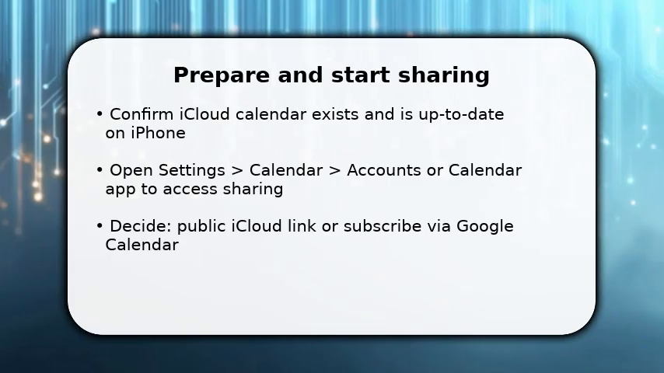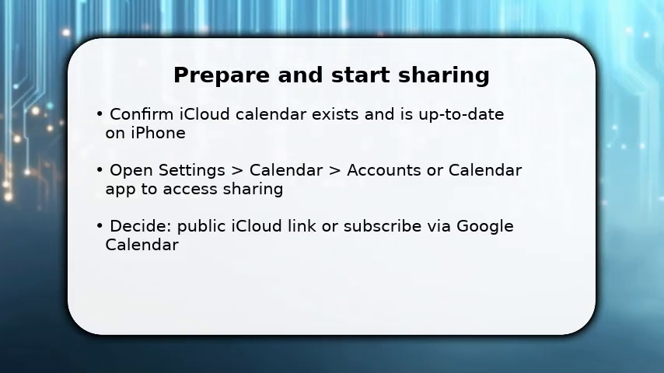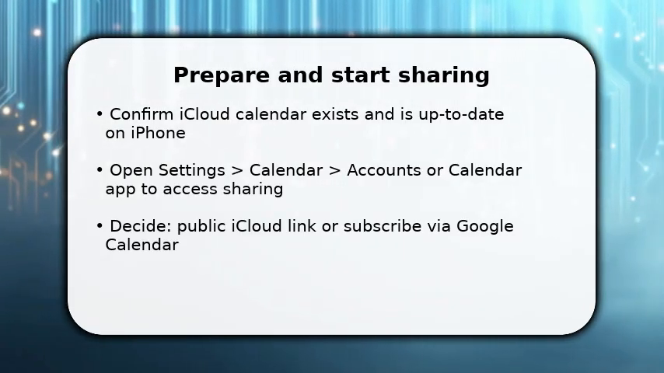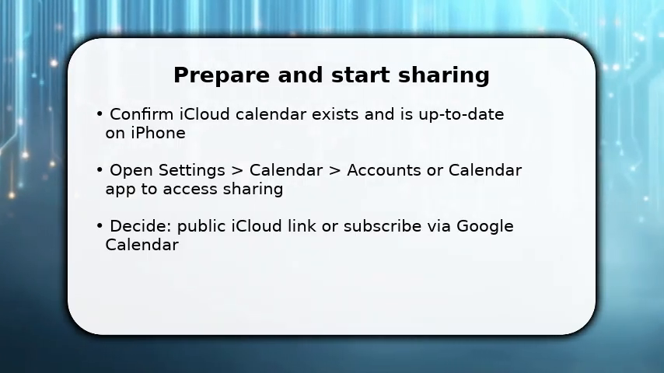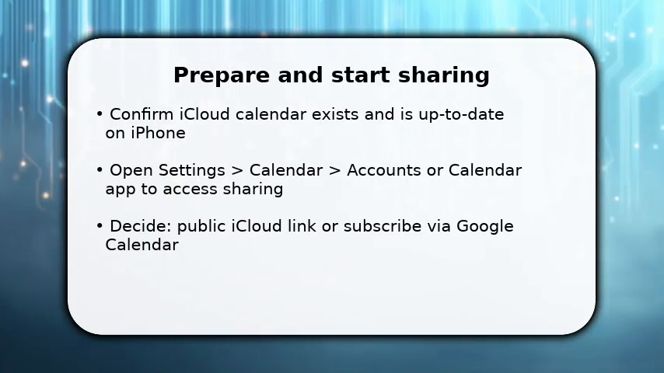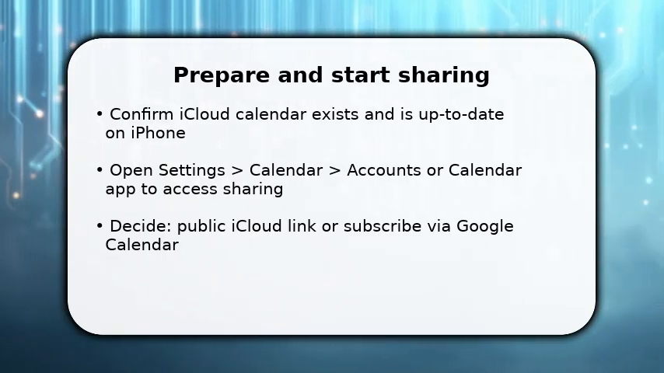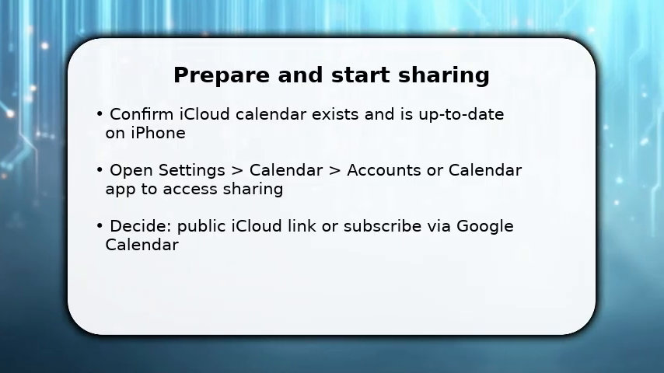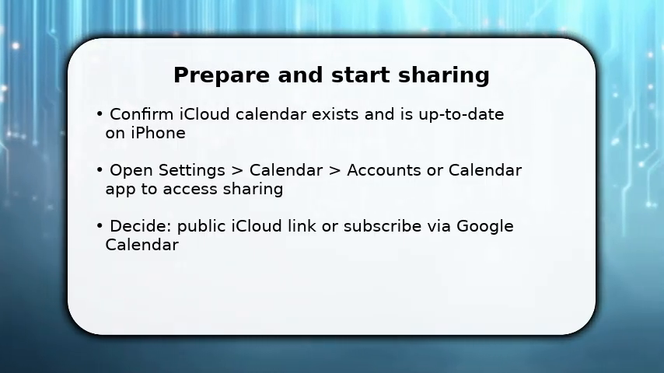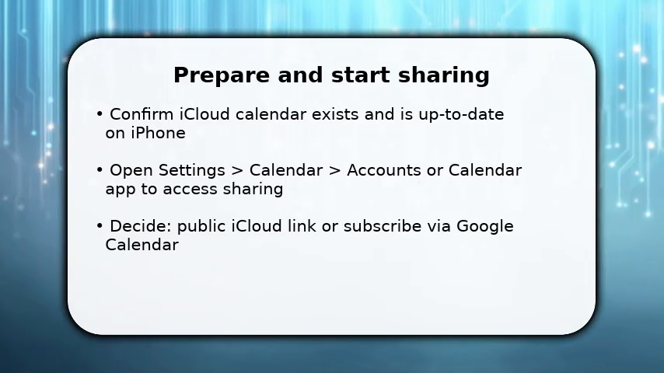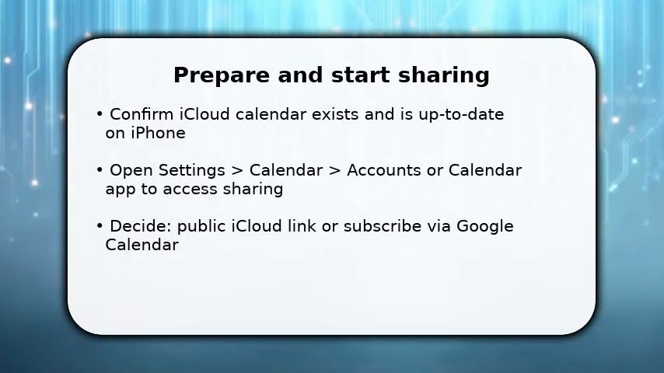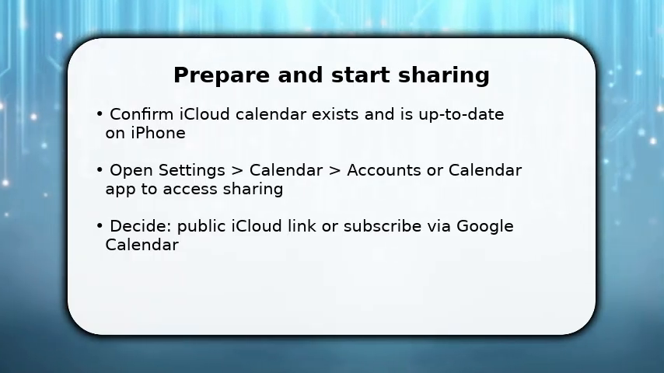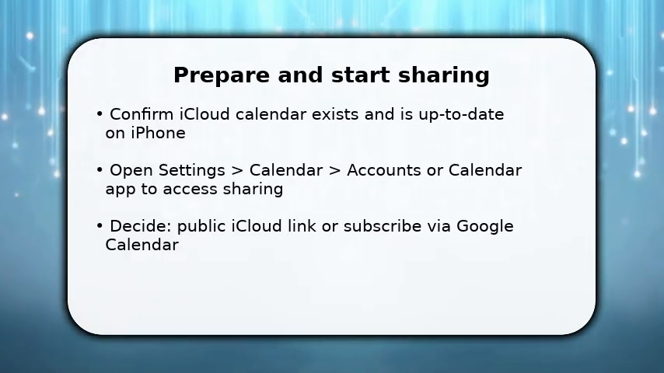You'll begin by confirming your iCloud calendar is current and accessible on your iPhone. This avoids missing events. Once done, open the calendar app and tap the calendars list, then the info icon next to the calendar you want to share. Make a quick choice. Create a public iCloud link for read-only access, or prepare to export/subscribe using a Google Calendar for two-way edits. You're starting the actual sharing process now, so keep your Android recipient's email ready.